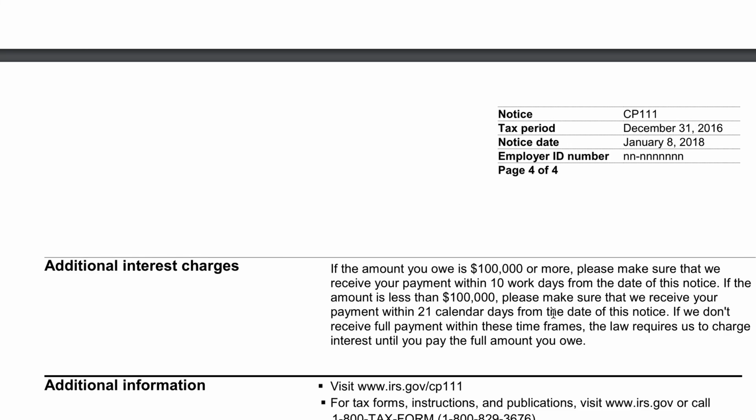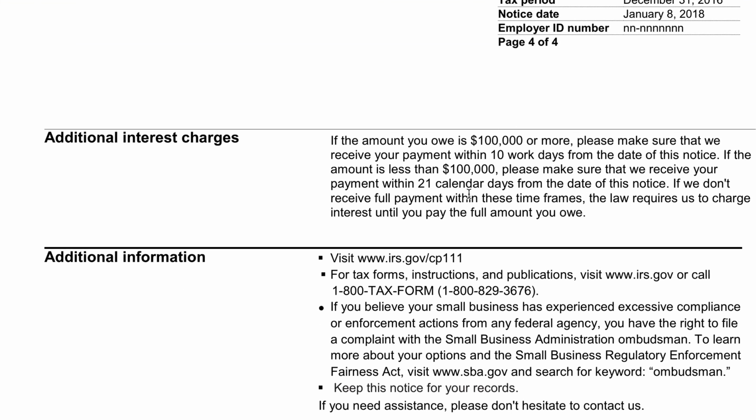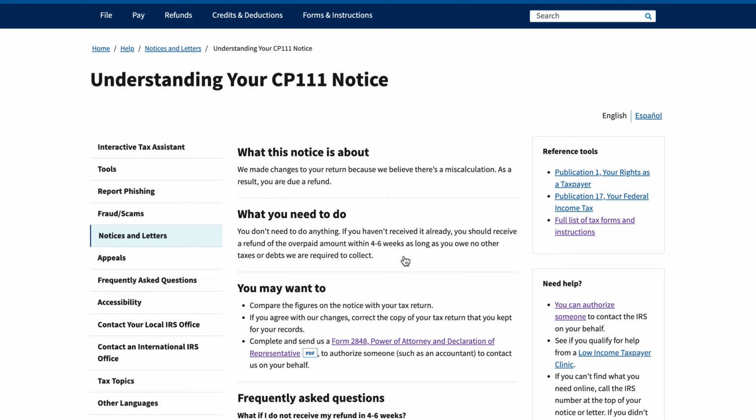At the bottom, there's some additional information about what happens if there's interest charges, if your balance is above a certain amount. And then there's additional resources that you can reach out to. You can click this link right here, which we'll do in just a second. Let's see what that says. Your CP111 notice.